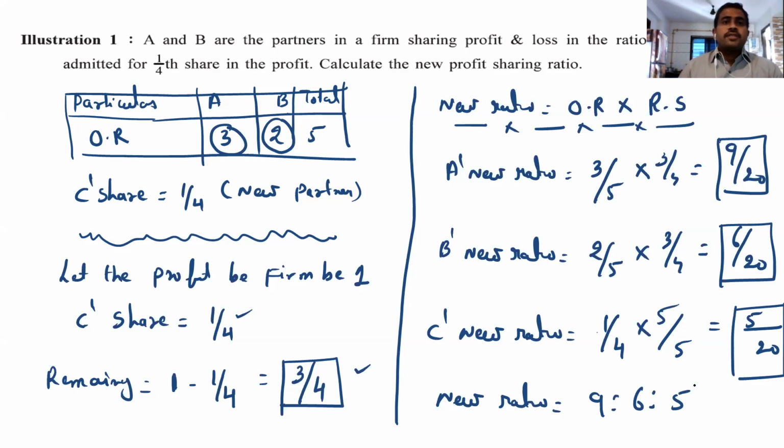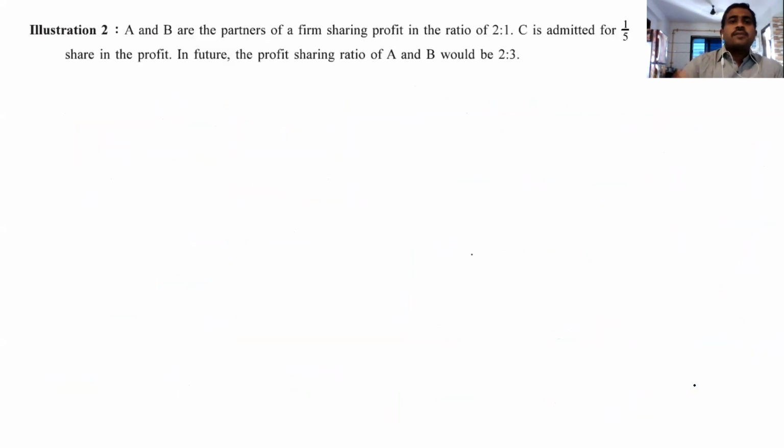Is it clear, friends? So now let's see the sum, illustration number 2. Here also A and B are sharing in the ratio 2 is to 1. So same thing, what I have to write? You have to write with me particulars A, B and total.